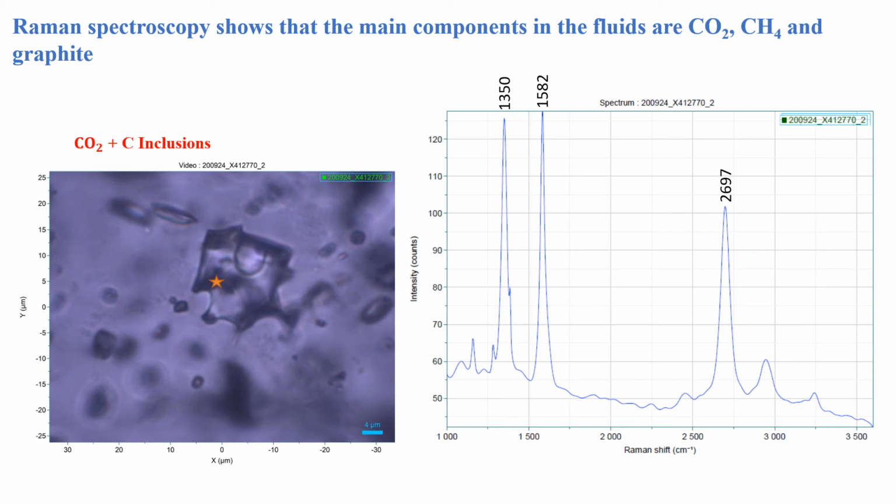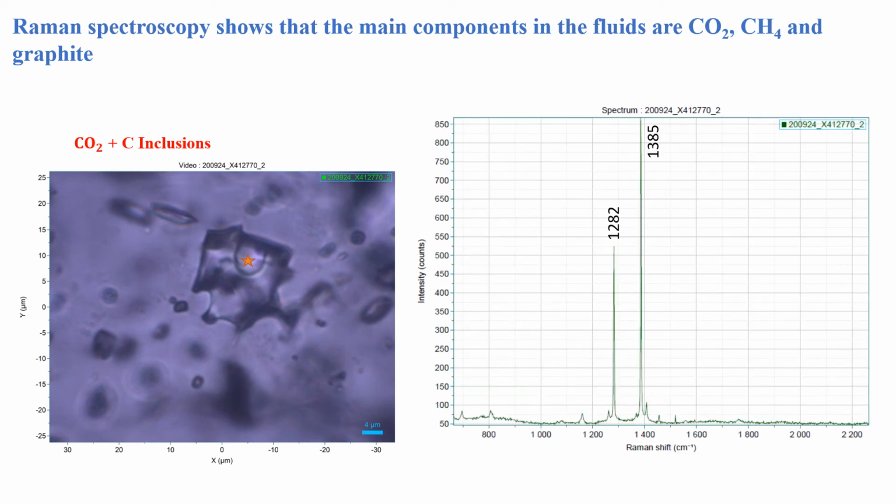A couple of slides back, I showed you some dark-colored solid inclusions. We used Raman to identify them, and we found out that they are graphite. Here in this figure, you are seeing the Raman result of this spot, and this signal is very typical of graphite. And here is the Raman analysis of the gas bubble.